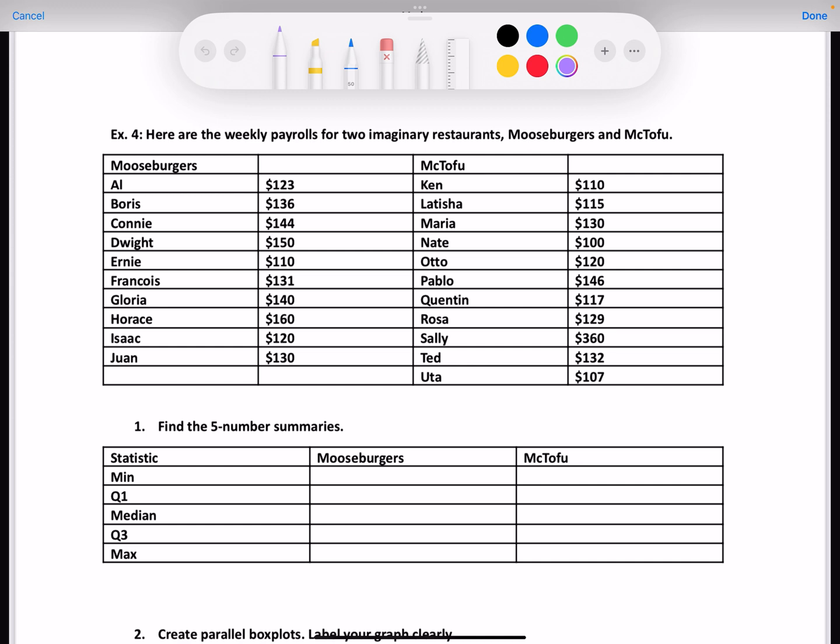Wait, okay. Are we doing these as two, like list one and then list two? Yeah. So I have L1, L2 for me.